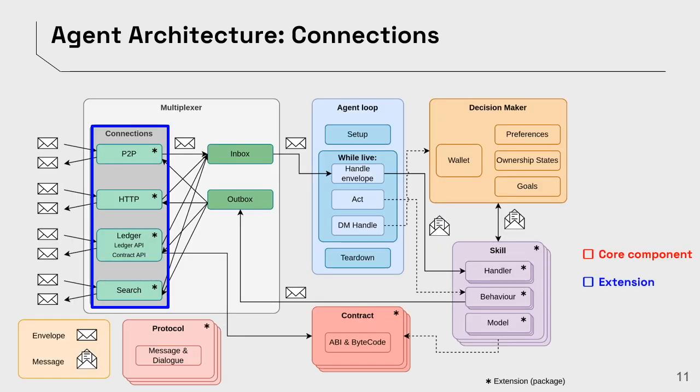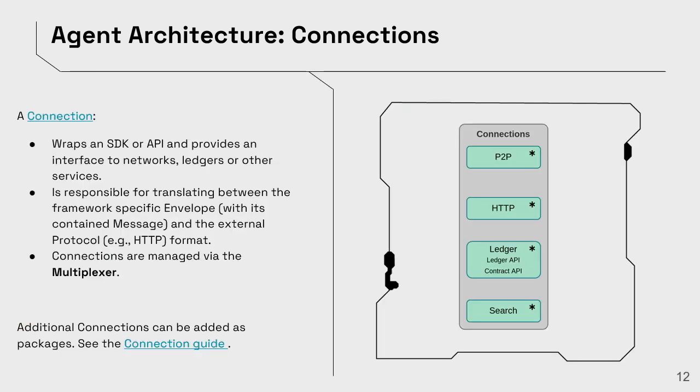The next component that we are going to review is the connections. Connections are an extension, so this means that the developer can develop their own connections. Typically we will have one connection per protocol defined on an agent. A connection is essentially the component that wraps an SDK or API and provides the interface to networks, ledgers, or other services. The connection is the component responsible for translating between the external message format and the internal message format for the agent.